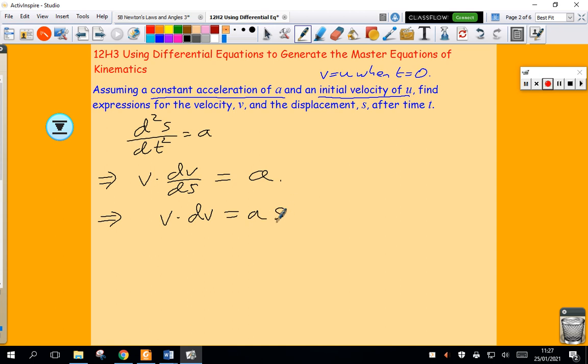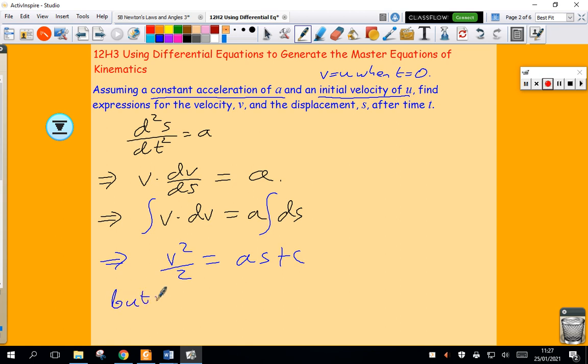v dv equals a times ds. Okay, now I'm going to integrate on both sides, taking antiderivatives. I can factor out the a here because it's a constant. On the left hand side, the antiderivative of v with respect to v is v squared over 2. The antiderivative of 1 with respect to s is s, so we're going to get as. And we're going to get plus the constant of integration there.